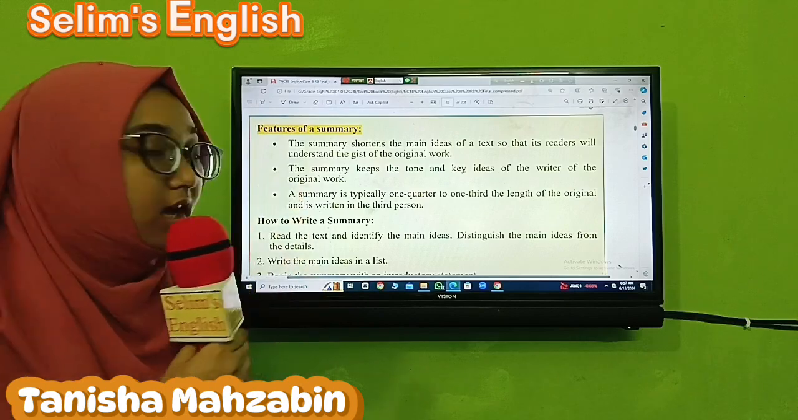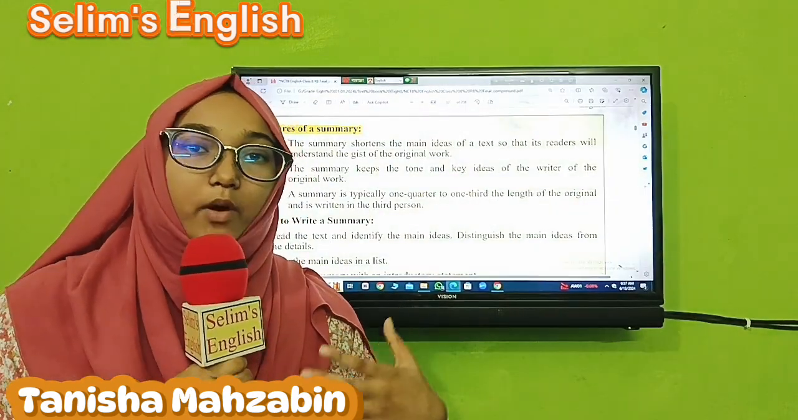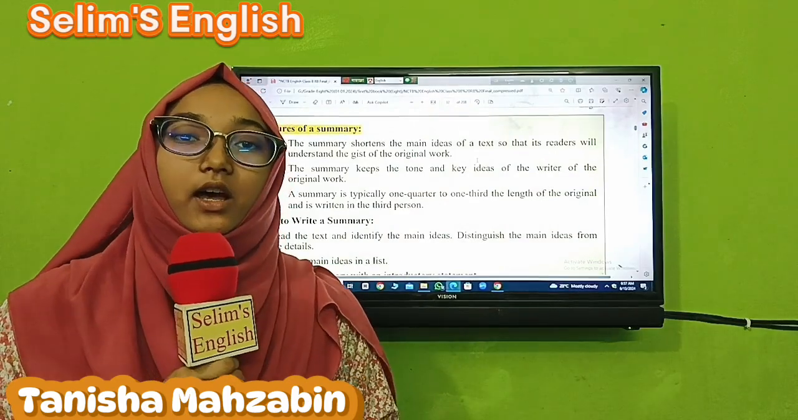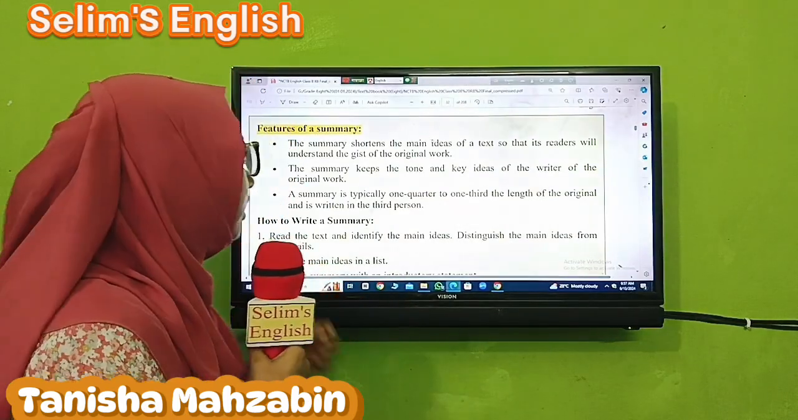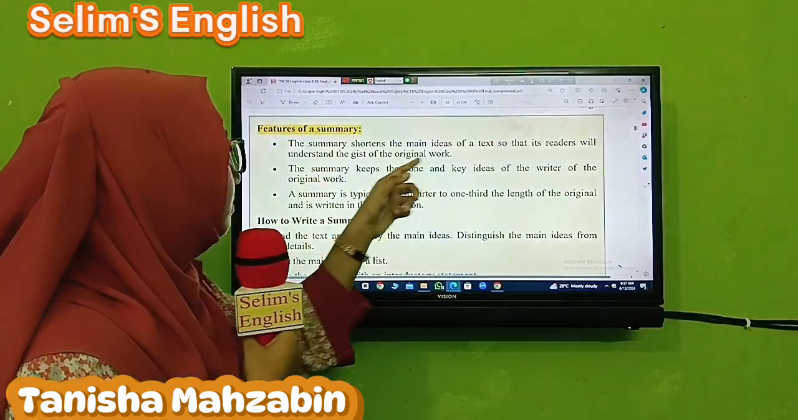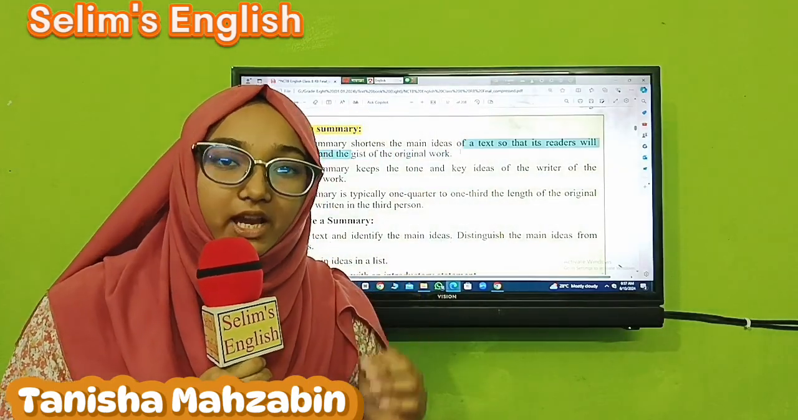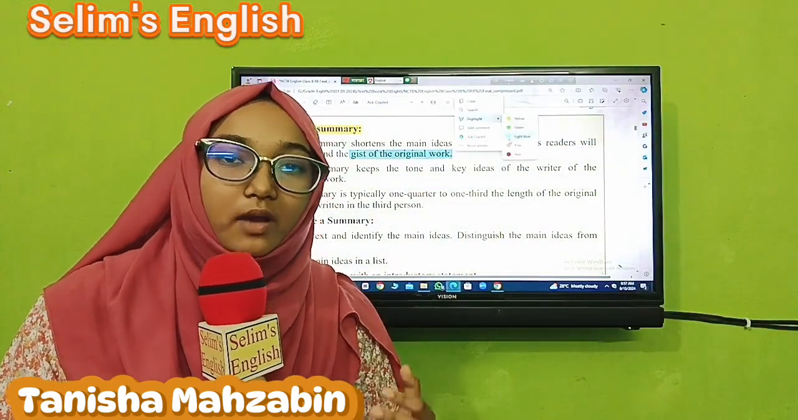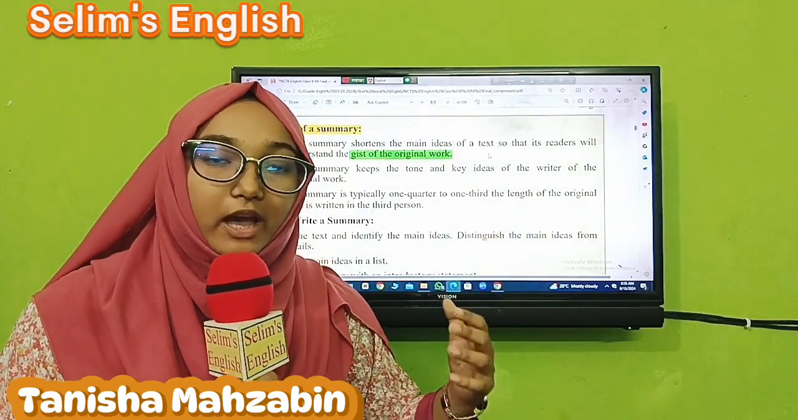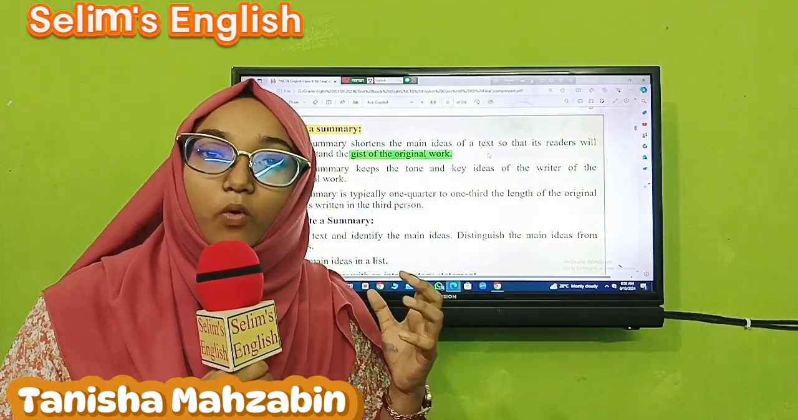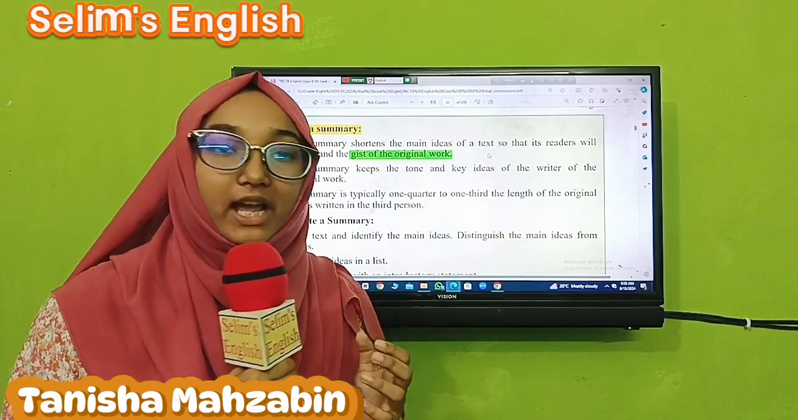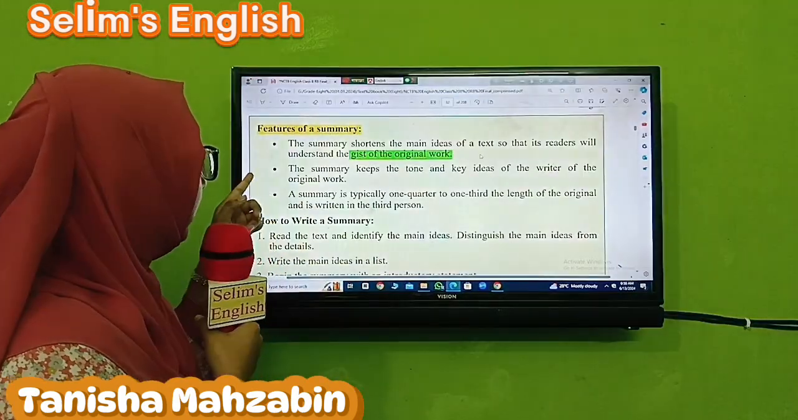I have already informed you that a summary is the short ideas that the writer really wants to give the reader. So the summary shortens the main ideas. You have to read only the main ideas and write only one-third or one-fourth of the text, not a big page, not a big summary. It's the moral and the facts, just the main ideas. Okay, so let's go to our next characteristic.